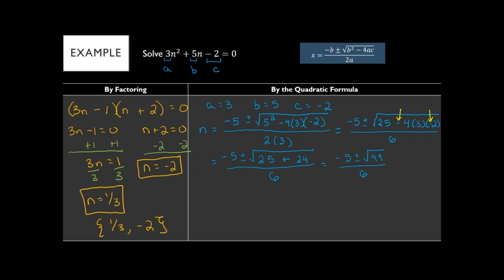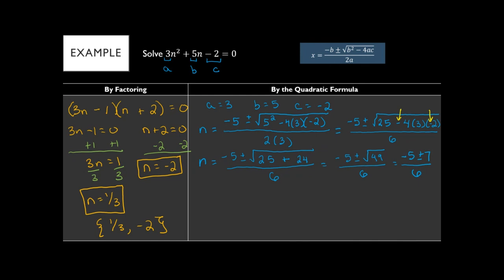And then at this point, you need to take the square root of 49. So this is where your calculator comes in handy. If it comes to a whole number, that's awesome, and you just keep the whole number and you keep working your math. If it comes to a decimal, that's where we have to simplify square roots, like chapter 8. So in this case, the square root of 49 is 7. So this gives us negative 5 plus or minus 7 over 6.